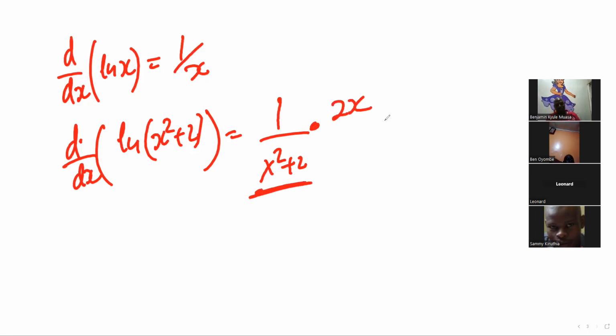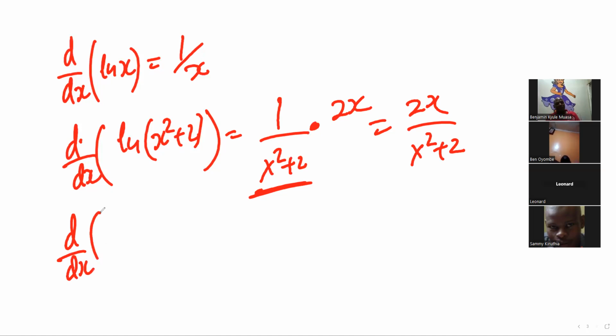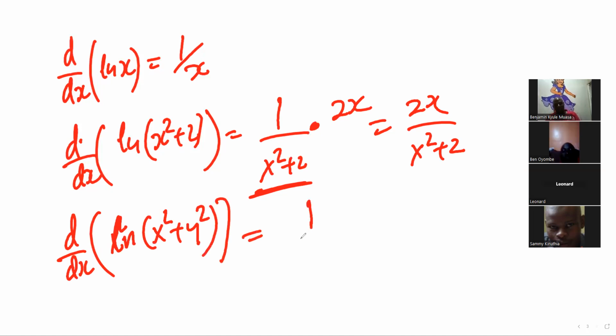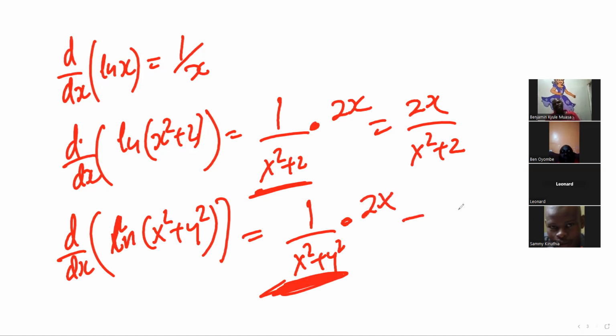is 2x, like that, okay? So the final answer will be 2x out of x squared plus 2. So it means that the differentiation of ln of x squared plus y squared, this one here will be 1 out of, you copy the way it is, and then times the differentiation of this one, which is 2x. So the answer is 2x out of x squared plus y squared.